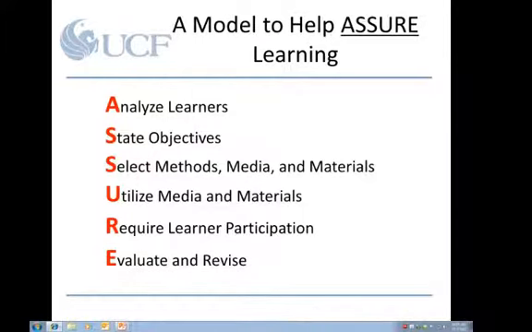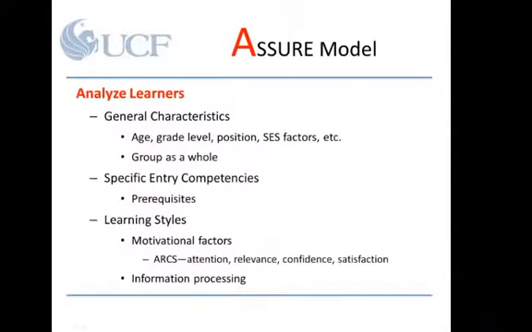So obviously ASSURE is an acronym, so let's look at what the letters stand for. The A is Analyze Learners, the first S is State Objectives, the second S is Select methods, media, and materials, the U is to Utilize media and materials, the R is to Require learner participation, and the E is to Evaluate and Revise. And if you look here, you see some elements of behaviorism in there, you see some attributes of meaningful learning, and then some of the other issues related to media.